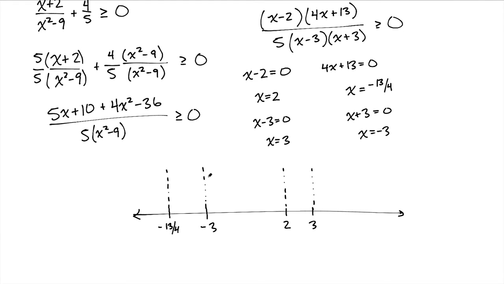We want to label each of these also as either 0 or undefined. Those that came from the numerator, which were these ones here, those are zeros. So when x is 2, we get 0. I'll just mark it underneath. And at -13/4, that's a 0. And the 3 and the -3, those were undefined because those came from the denominator.